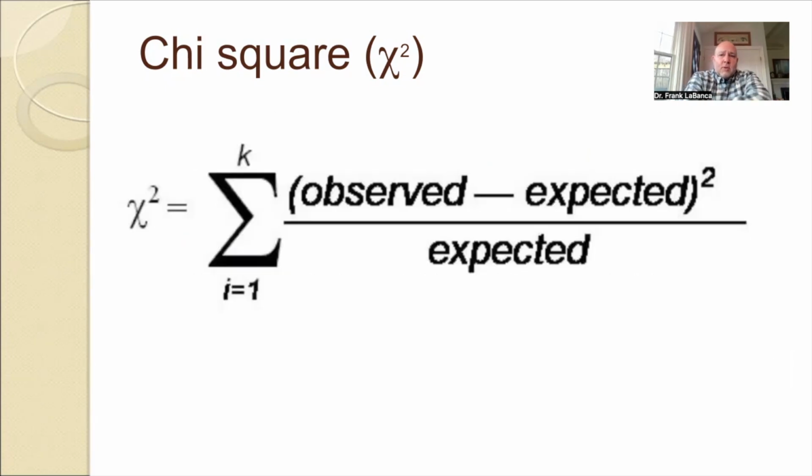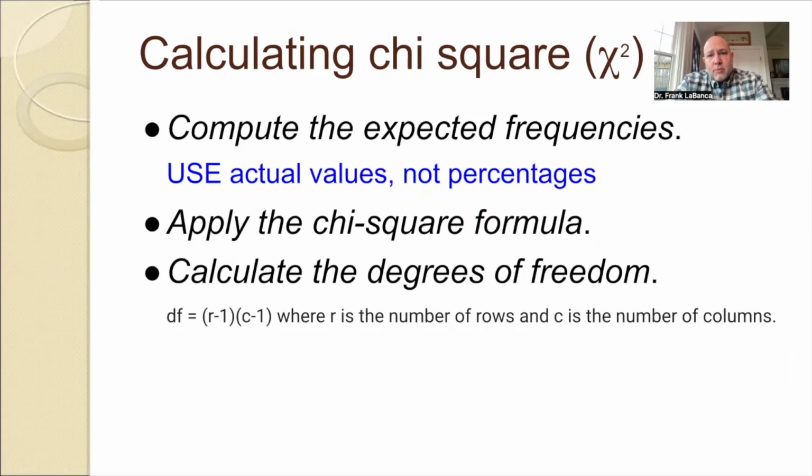This is the formula. Different than the SPSS work we've done, this is going to be calculated by hand or calculated using a spreadsheet. I'll teach you how to do it using a spreadsheet. So the chi-square, and the Greek letter chi looks like an x, the formula is the sum of the observed minus the expected, squared, divided by the expected. So the calculation of the chi-square is pretty straightforward.